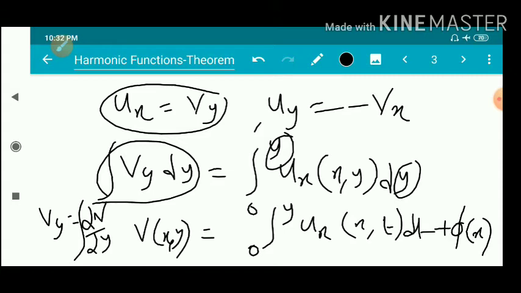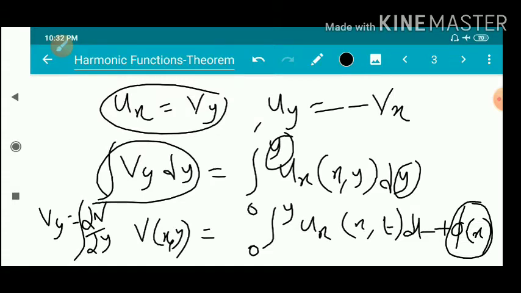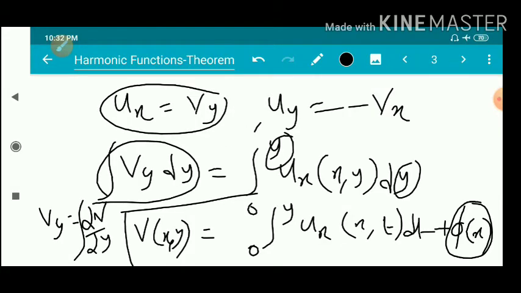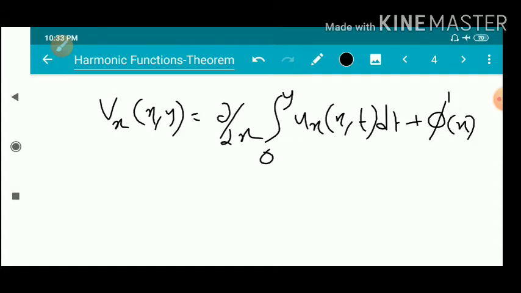Now next we have to find this unknown function phi of x. For this, we differentiate this equation with respect to x on both sides. We get Vx of (x, y) equal to dou by dou x, keeping y as a constant, of the integral from 0 to y of Ux of (x, t) dt, plus, differentiating phi, phi dash of x.